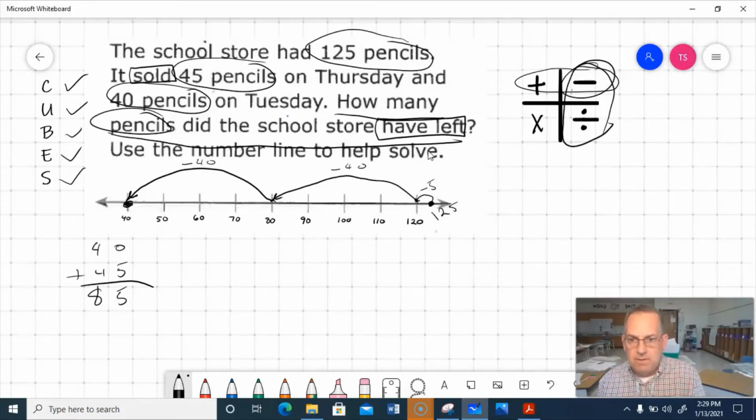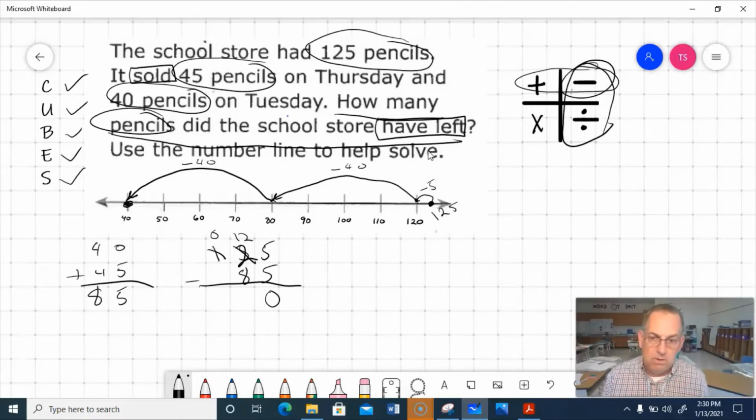Now I can take the 85 from the total pencils they started with, which was 125, and subtract 85. 5 minus 5 is 0, and I cannot take 8 from 2, so I'm going to go all the way over to my hundreds place. I'm going to take one of my hundreds, and that's going to leave 0 hundreds, and that will give me 12 tens, or 120. And 12 minus 8 is 8, 9, 10, 11, 12, which is 4, or 40. So that's what we came up with right here. There are 40 pencils left in the store. It matches what I did on my number line right there.